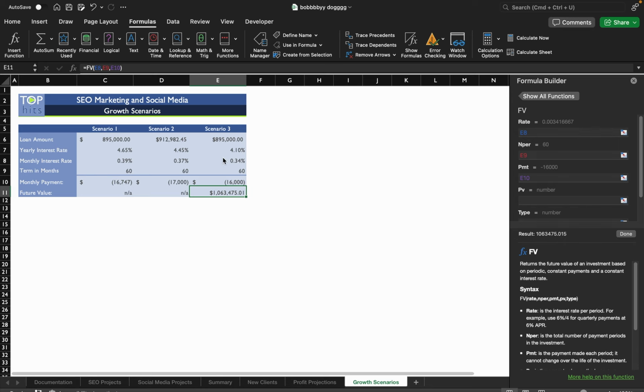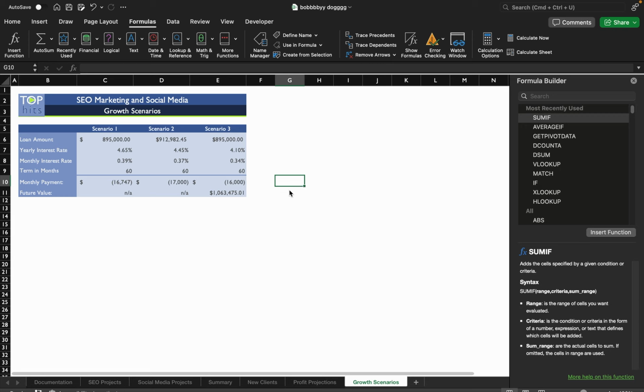But yeah, you can use this for all types of stuff in the future if you're ever looking to maybe get a car or a home loan or stuff like that. And that's pretty much it.